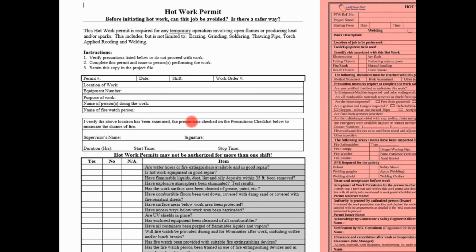I verify the above location has been examined, the precautions checked, and the precaution checklist below used to minimize the chance of fire. In the hot work permit system, we already discussed that fire and explosion are the two main hazards, and that is why we have to take care of these fire hazards. This is the declaration by the supervisor, so the supervisor's name, signature, duration, start time and stop time should be mentioned. Hot work permits may not be authorized for more than one shift.